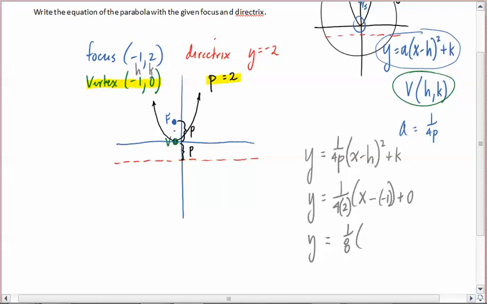And here's what we get. 1/8. This is really just plus. So I have x plus 1. Oops, excuse me, forgot the squared. x plus 1 squared plus nothing. And of course, we don't need the plus nothing. So we get 1/8 parentheses x plus 1 close parentheses squared. And that's my formula for that parabola. Okay, hope this was helpful.